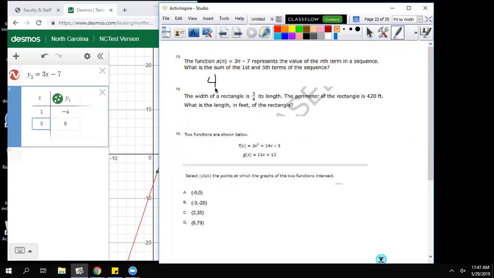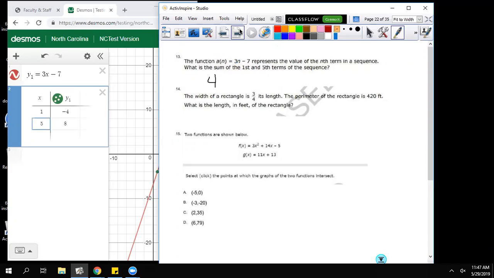Okay, I could certainly have also done it by plugging in 1 for n in each one of these. So it would have been 3 times 1, which is 3, minus 7, which would have been -4. Okay, and then I could have done 3 times 5, which would have been 15, minus 7, which would have been 8. And I still would have just added -4 and 8 and still come up with 4.